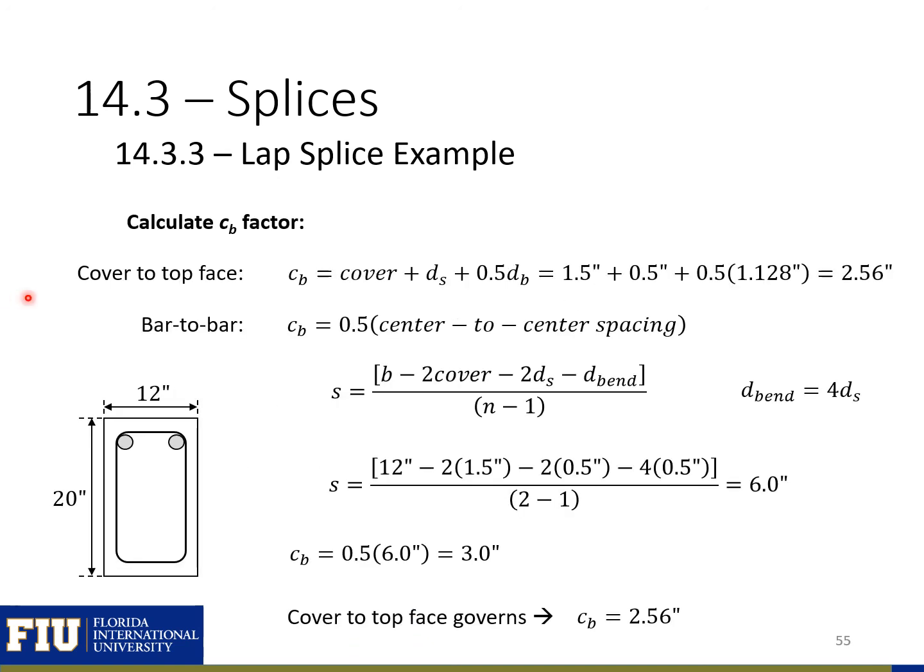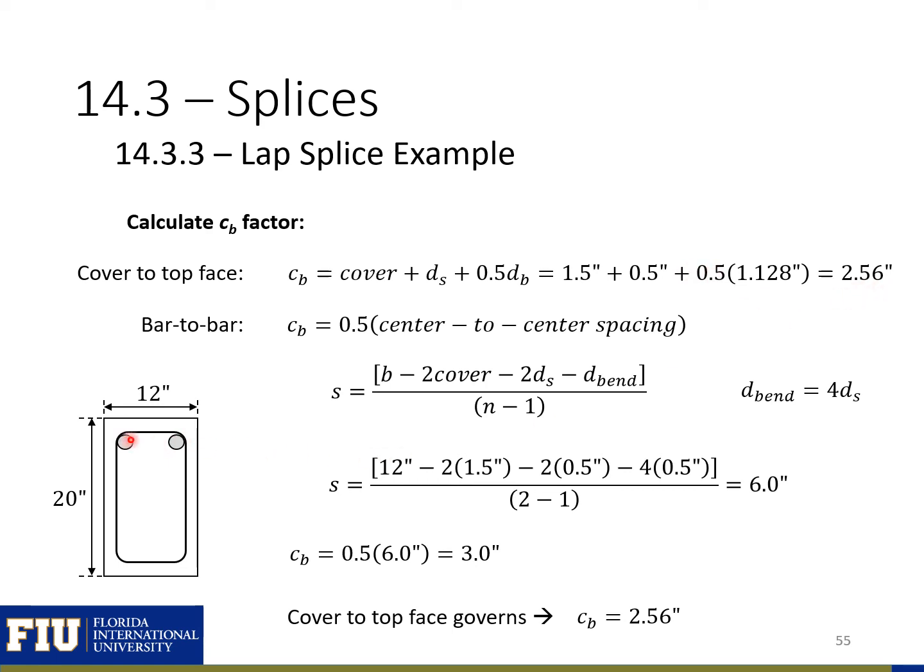Our cb factor I find on this slide. So we need to calculate our cover to top face factor and our bar to bar cb factor. For the cover to top face, we have our cover, 1.5 inches, plus the diameter of our stirrup or tie, 0.5 inches, plus half of the diameter of our number 9 bar, so 0.5 times 1.128, which gives us a cb, cover to top face, of 2.56 inches.